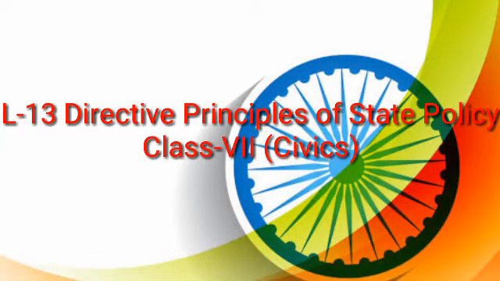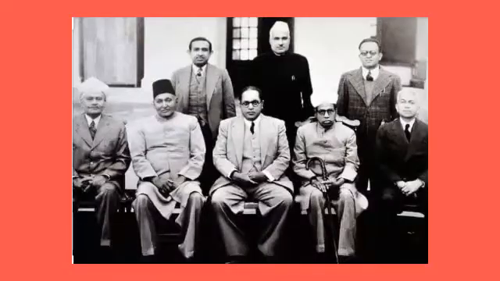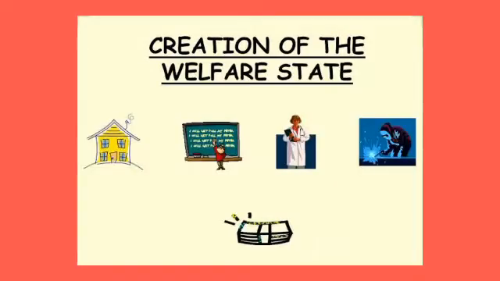Dear children, today we are going to learn lesson 13, Directive Principles of State Policy, Class 7 Civics. While framing the Constitution, our leaders dreamt of a welfare state. Now let's see what is a welfare state. A welfare state is one in which the state guarantees social and economic development of its people. Creation of the welfare state, children, by providing its people with good living conditions, education, employment, right to an adequate means of livelihood, fair distribution of wealth, and many more.